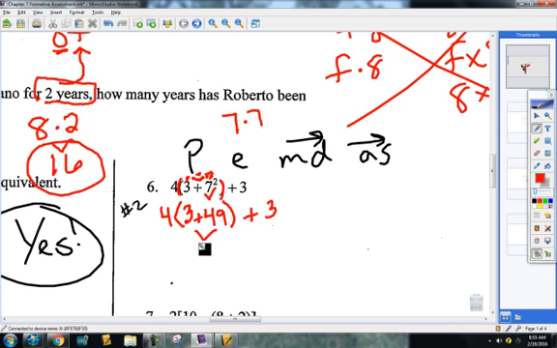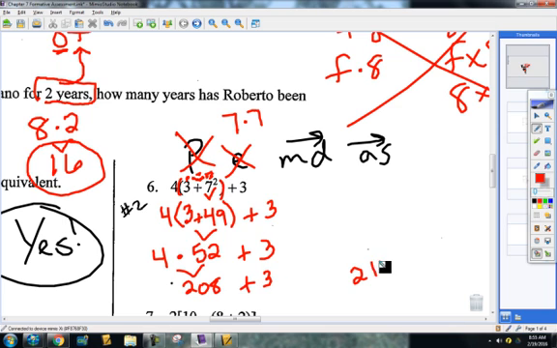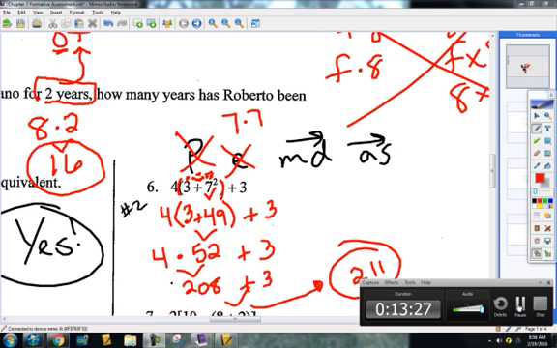Now I'm going to finish the parentheses. That's going to be 52. Now I can get rid of the parentheses by just putting a multiplication sign in there. Okay, now I'm done with parentheses. I'm done with exponents. Now I'm going to go on to multiply or divide, which there's only multiplication. That's going to be 208. And then 208 plus 3 would be 211. Okay, so you must have had all of those steps. Okay?